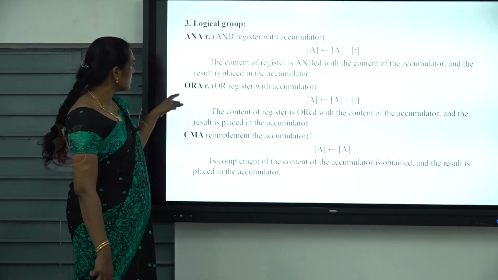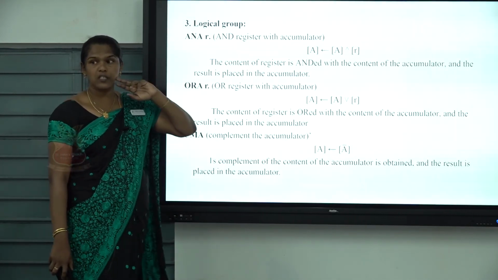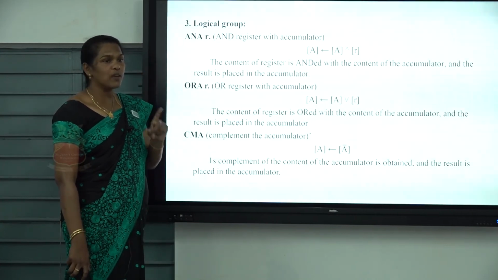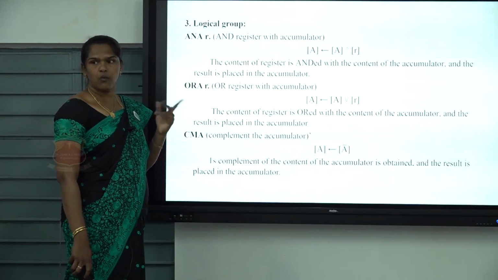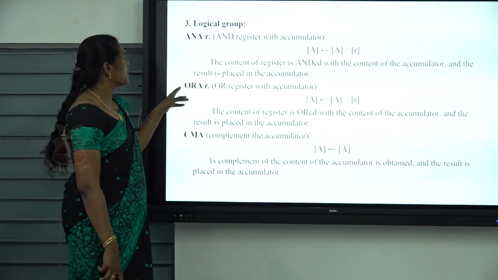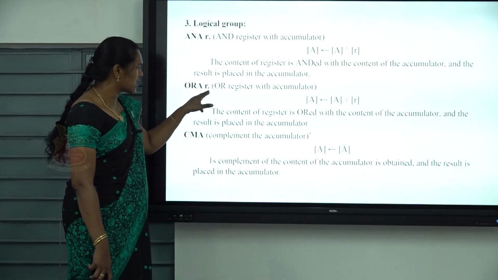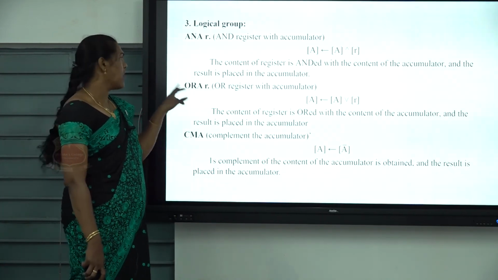Okay. So what is AND gate operation? Both inputs should be 1. OR gate, only any one of the inputs may be 1 or 0. Okay. So here ORA B means B register content is ORed with accumulator content and the result is stored in accumulator.